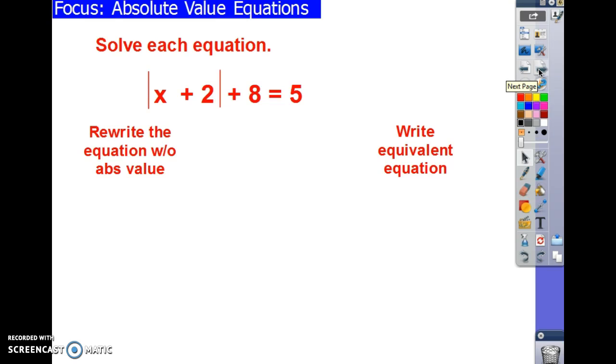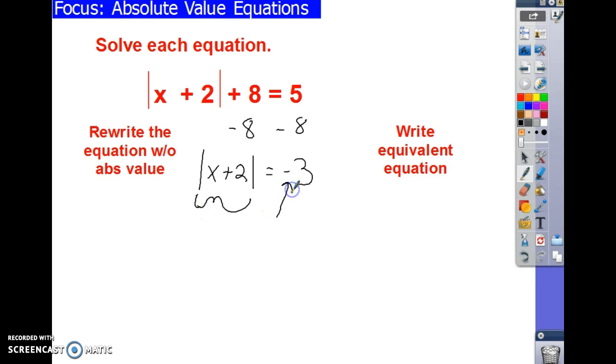Here's another one. This is also a special case, because if we subtract 8 to make our equation simpler, we have the absolute value of x plus 2 has to equal negative 3. Well, we know from pre-algebra that an absolute value cannot be negative, so there is no solution.